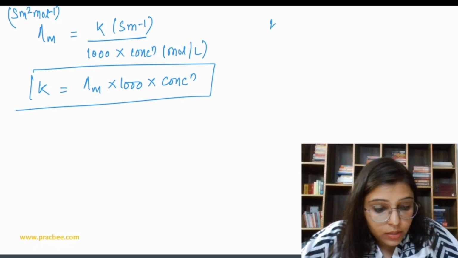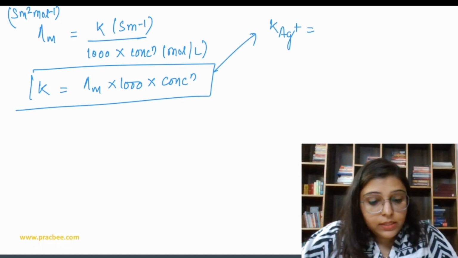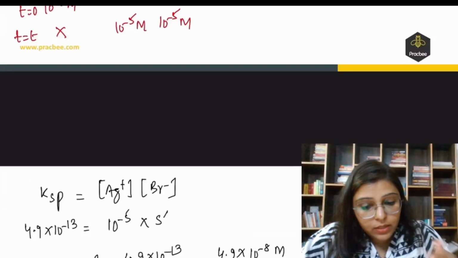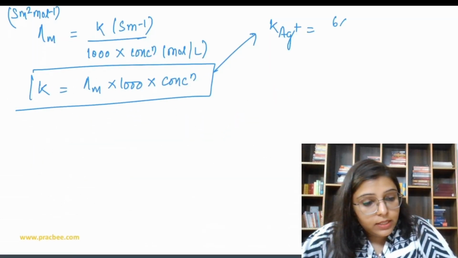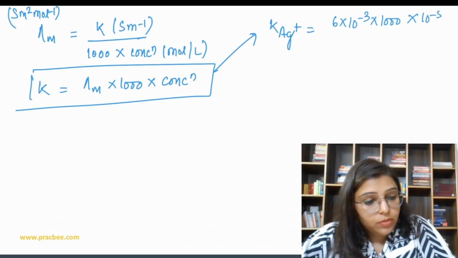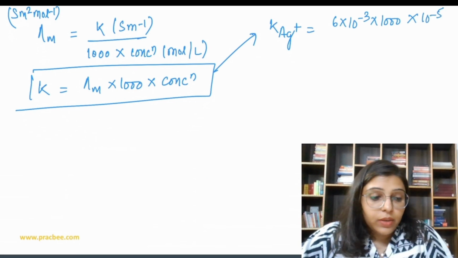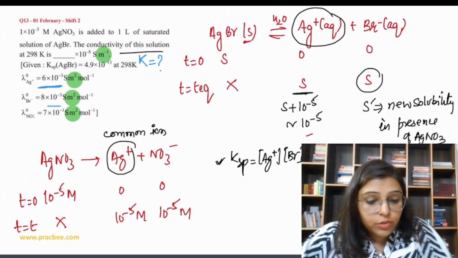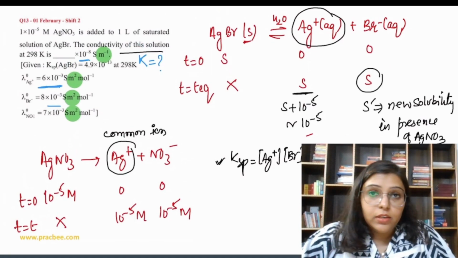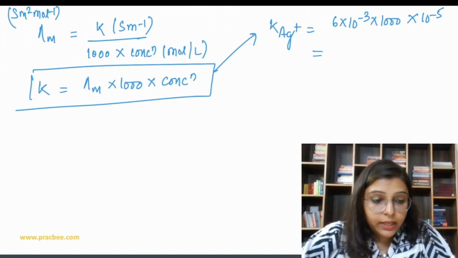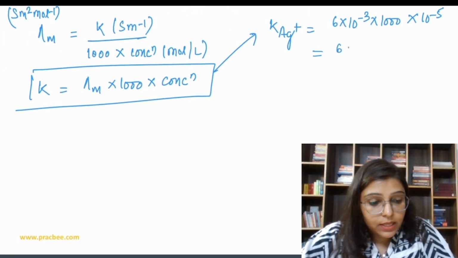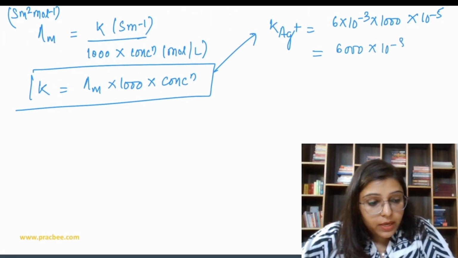So let's find out kappa of Ag plus. Kappa of Ag plus means lambda m of Ag plus, which is 6 into 10 to the power minus 3. So it is 6 into 10 to the power minus 3 into 1000, and the concentration is 10 to the power minus 5. Okay, we have to report the answer in terms of 10 to the power minus 8, so I tried to get everything in 10 to the power minus 8. So this is going to be 6000 into 10 to the power minus 8.